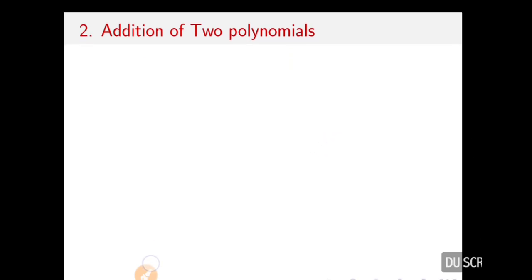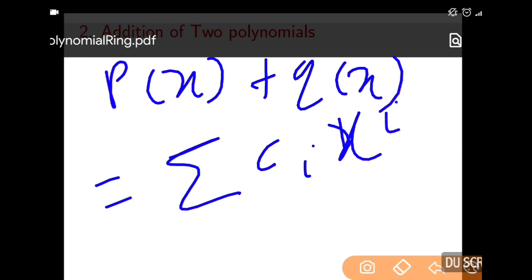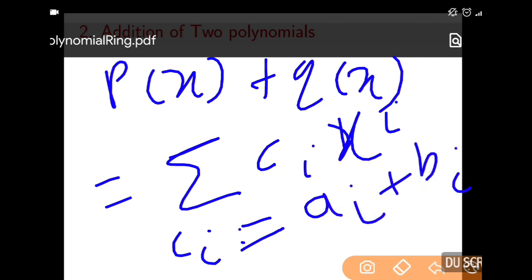Now addition of these two, keeping in mind these two polynomials above, you want to make the addition p(x) plus q(x). Just simply add the coefficients. Notationally, you may write this as the sum of ci x raised to i. But what is the value of ci? When i is 0, it must be a0 plus b0. When i is 1, it must be a1 plus b1, and so on. In general, it must be the ith coefficient of p(x) plus the ith coefficient of q(x). The corresponding coefficients are added, same power coefficients added. So this is the usual addition of polynomials.